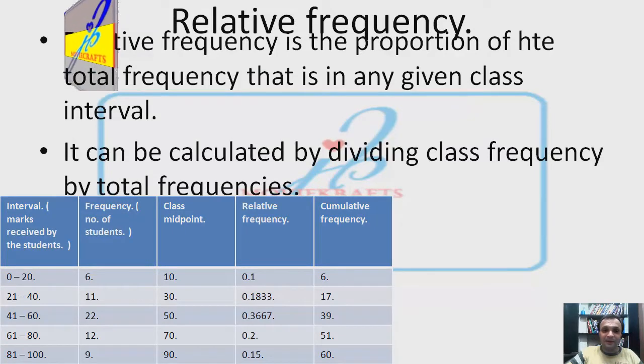Relative frequency. Relative frequency is the proportion of the total frequency that is in any given class interval. It can be calculated by dividing the class frequency by the total frequency. In our case, it is shown in the 4th column that the class frequency of the 0 to 20 class is 6 and the total frequency is 60. So 6 divided by 60 is equal to 0.1, which is the relative frequency over here.